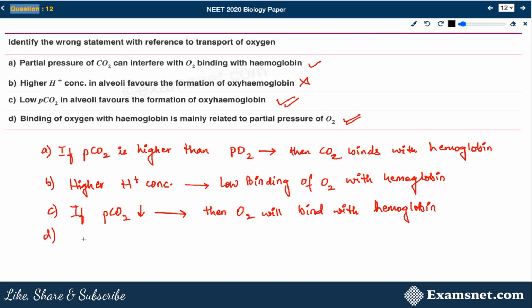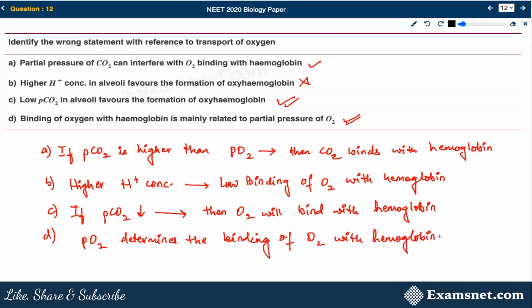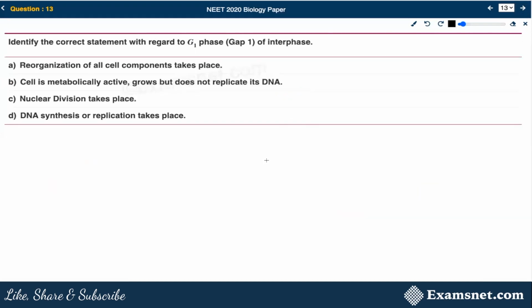The partial pressure of oxygen determines the binding of oxygen with hemoglobin. Clear? So the wrong statement turns out to be option B. So the correct answer will be option B, which is actually the wrong statement. All right, so let's move on to the next question, which is the 13th.